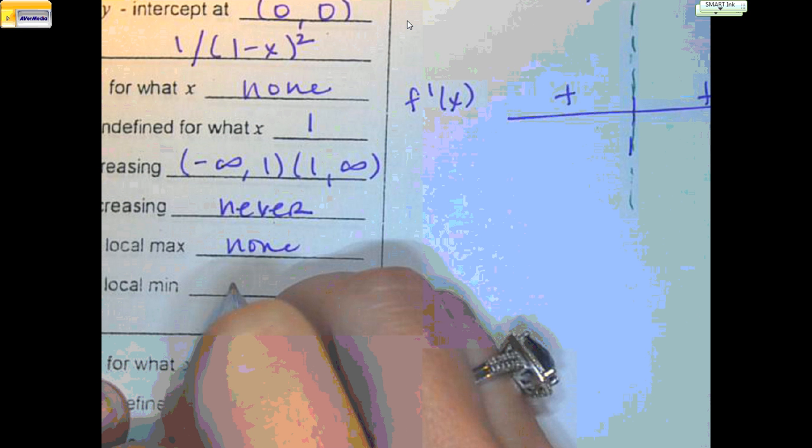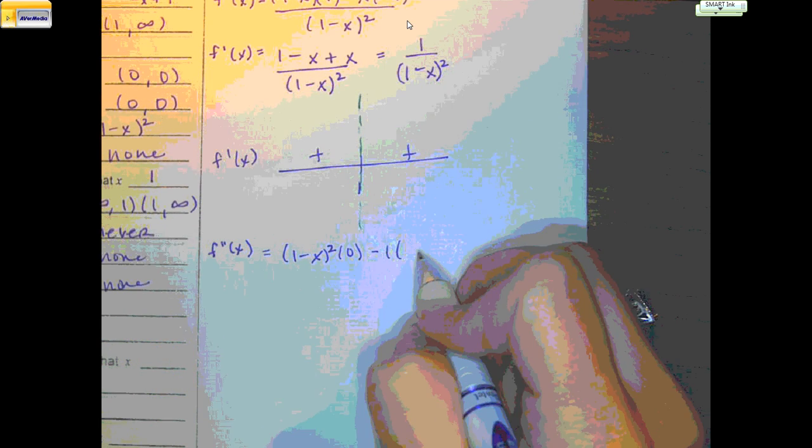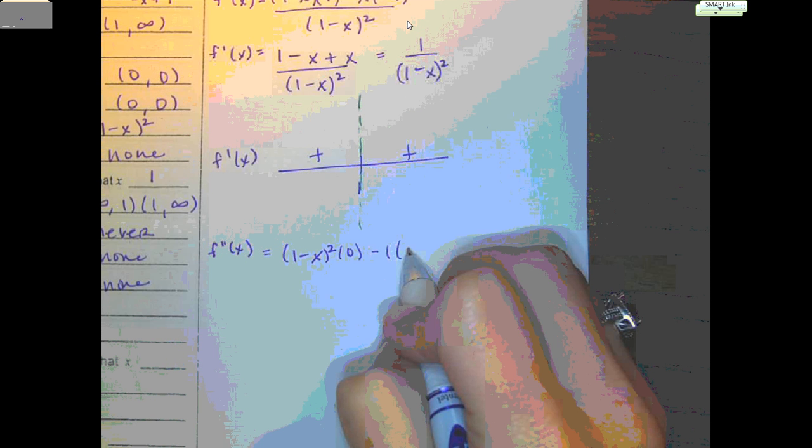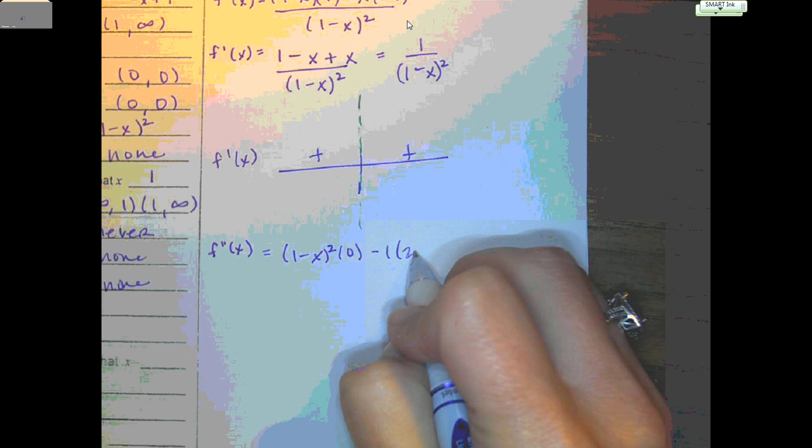Second derivative. Okay, so I'm going to start with this little guy over here. So we have the bottom times the derivative of the top, which is 0, minus the top times the derivative of the bottom. What is the derivative of the bottom? 2 times 1 minus x. We leave the inside alone. Good. So here's where she got it.